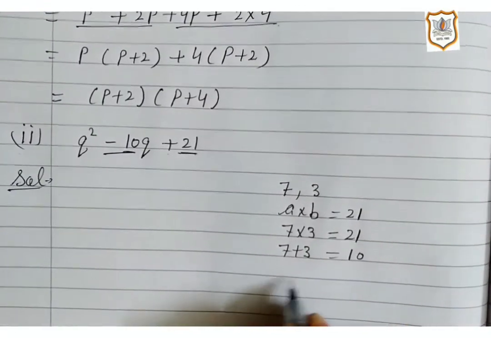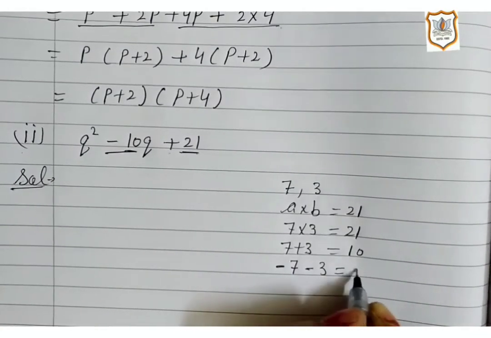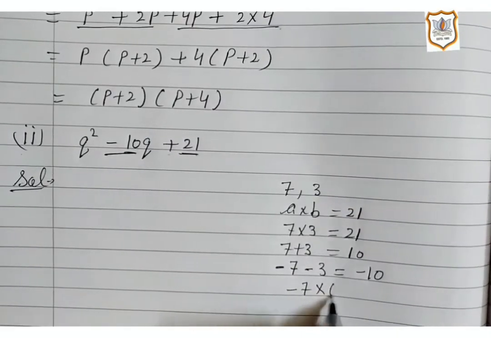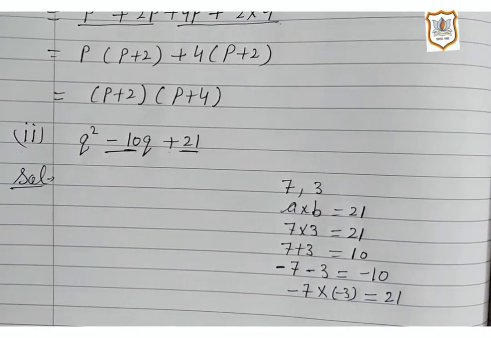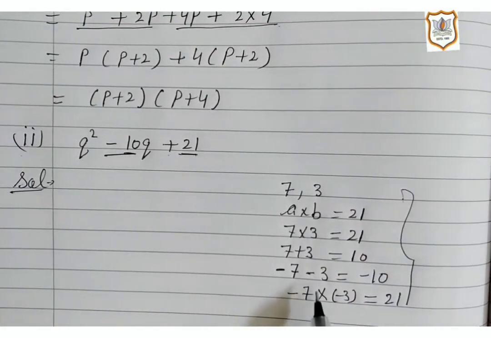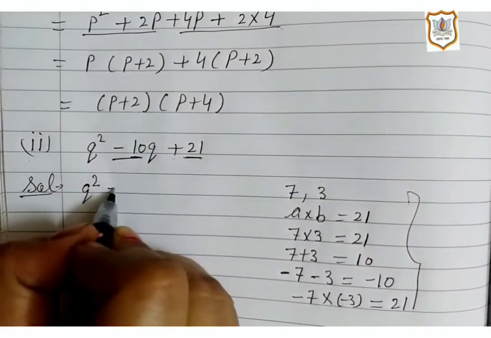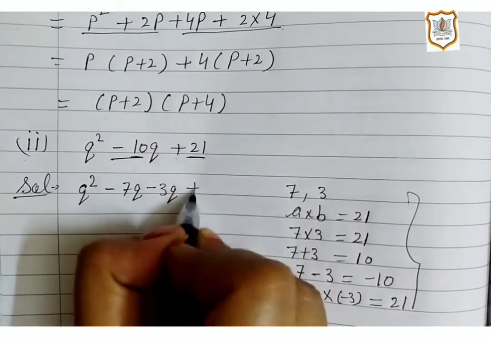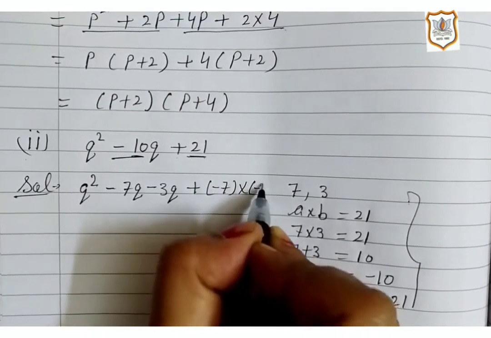So here what we will do, we will write minus 7 minus 3, as minus 7 minus 3 will be minus 10, and minus 7 multiplied by minus 3 will be 21. So students, here we have to pay attention to the sign as well. So we will take the factors as minus 7 and minus 3. Now we will write q square minus 7q minus 3q plus minus 7 multiplied by minus 3.